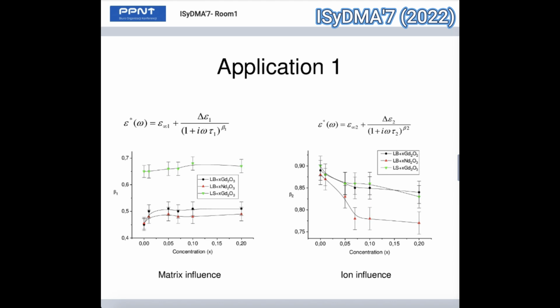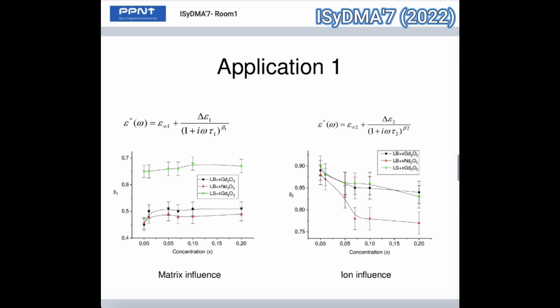And so I see here in this graphic, for example, these two curves, let's say the red and the black. They have the lead borate. So this is a lead borate with two different oxides, gadolinium and neodymium. So I changed the ion, but I maintain the matrix. And I have the same beta, that I called 1 minus alpha. So I saw that they are more or less the same.